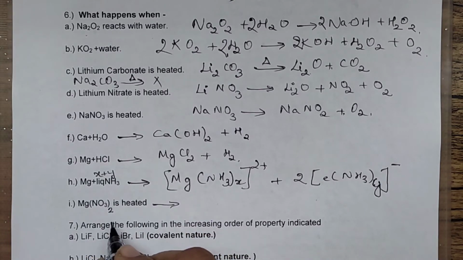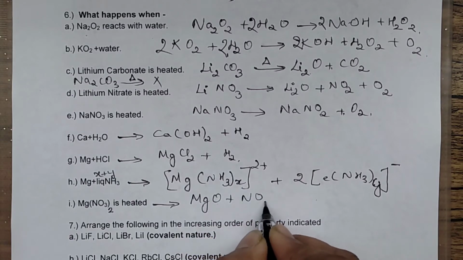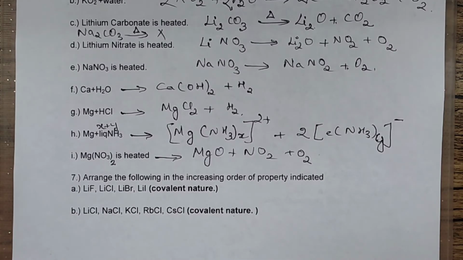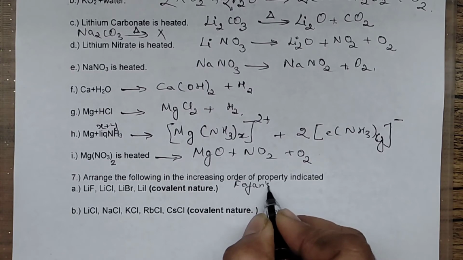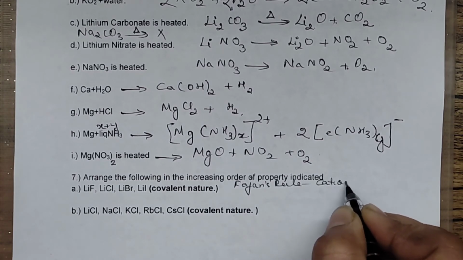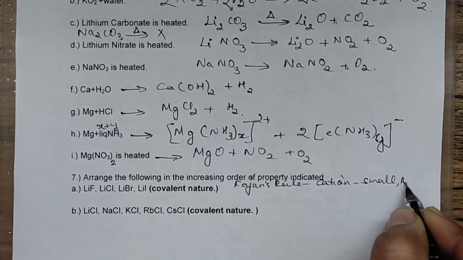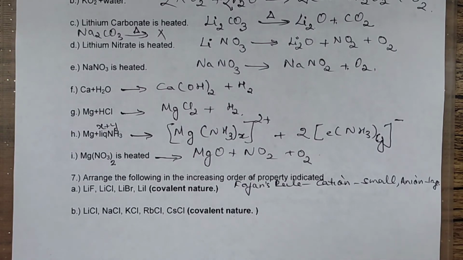It is like lithium. It will form magnesium oxide plus reddish brown gas plus oxygen gas. Clear? Now suppose you are asked to arrange them in the increasing order of the covalent nature, then you will be applying Fajan's rule, which says if the cation is smaller and the anion is large, then it will have more covalent behavior.